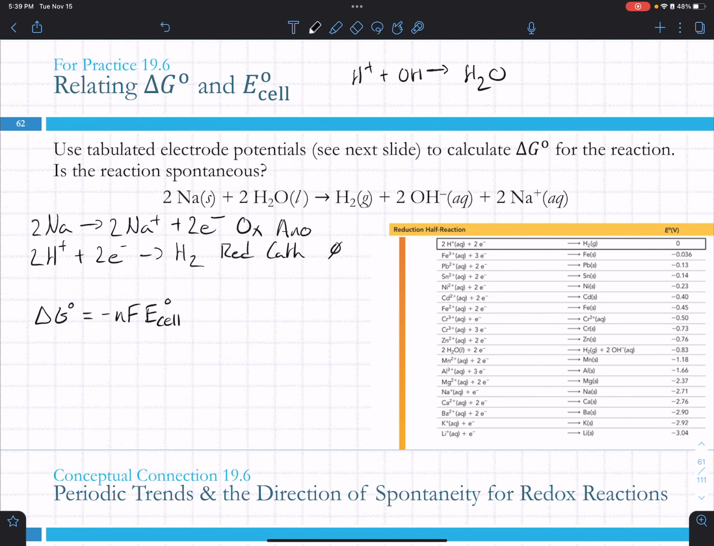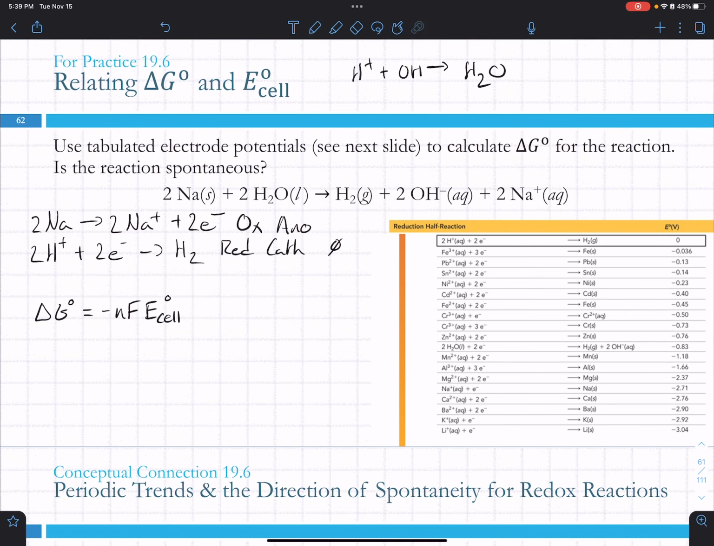and again, we're going to write the standard potential here. So sodium is negative 2.71. So our E cell naught is going to be equal to the cathode minus the anode. So 0 minus a negative 2.71. So E cell naught is a positive 2.71.